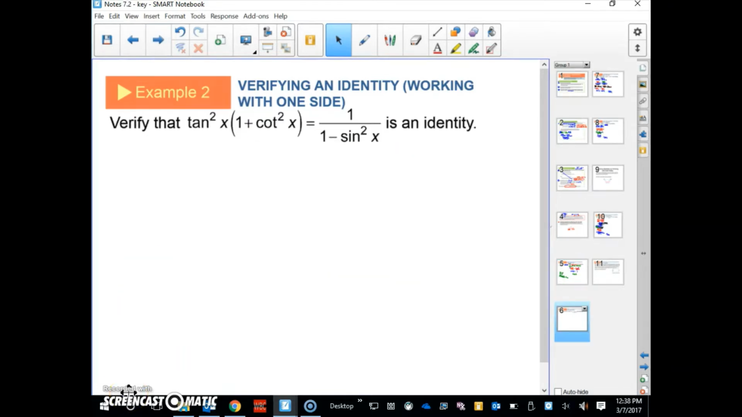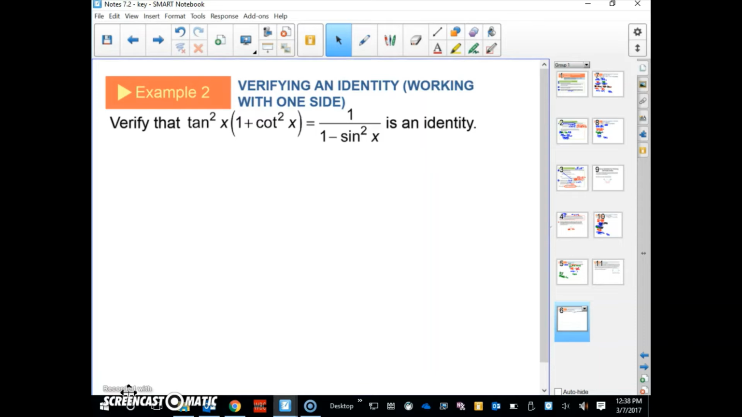Example 2, verify. So we see this expression, and one of those hints that I gave you is start on the one that looks more complicated. Okay? So most of the time, I think students will agree that it looks like the left side is more complicated than the right side. So let's look at that. Okay, look at the left side. So a couple of different things we can do. One thing we can always do is change everything into sine and cosine, and so that's something to keep in mind. When in doubt, if there's nothing else I can see, that's what I'll do. I'll change everything into sine and cosine.